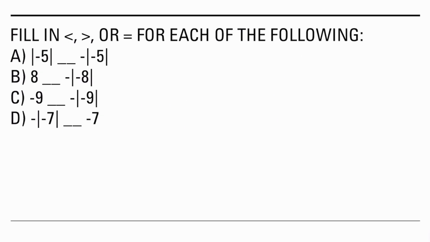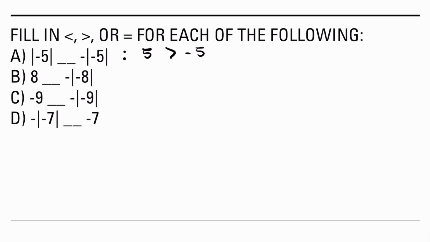So now we're filling in the less than symbol, greater than symbol, or the equal sign for each of the following. So let's reevaluate this step by step before we determine whether they are less than, greater than, or equal to. So starting with our left side, the absolute value of negative 5 is just going to be 5. And then the absolute value of negative 5 is going to be 5, but then we've got an opposite symbol, which would be negative 5. And so we can see that 5 would be greater than negative 5.